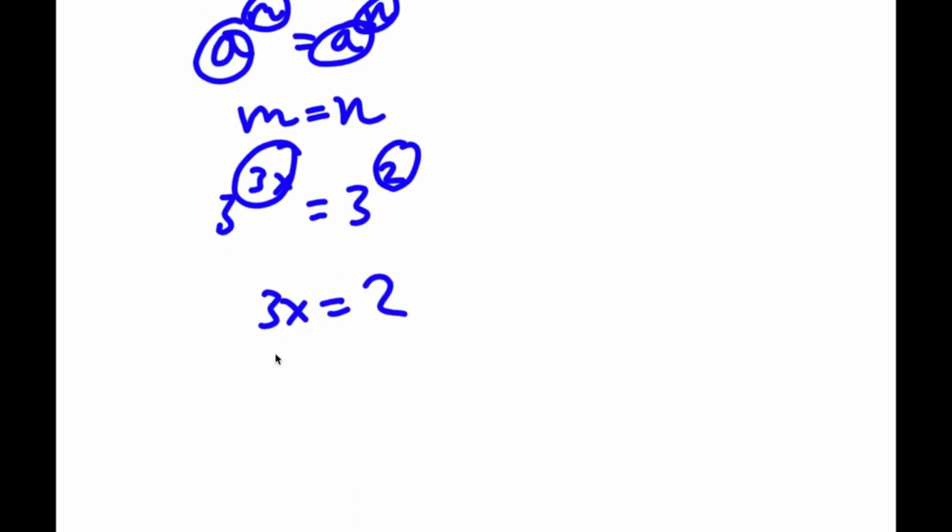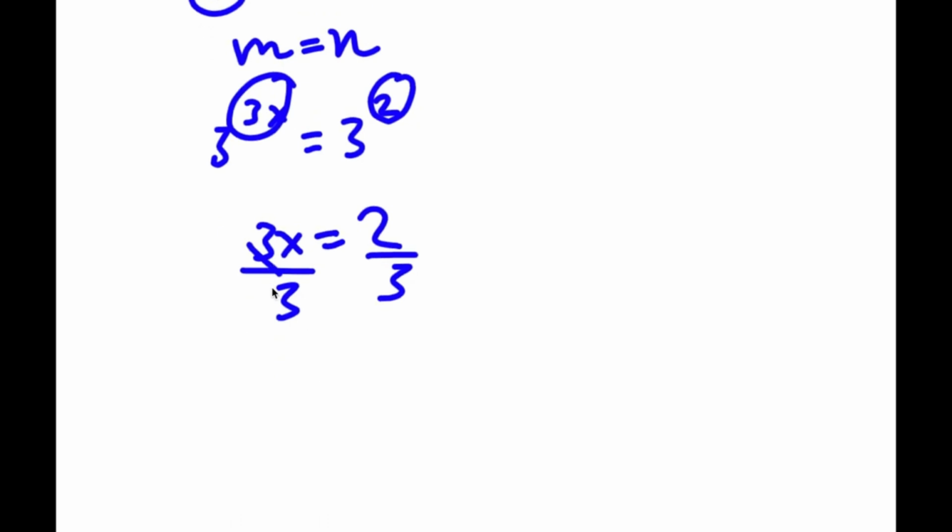So now we have a simple equation, 3x is equal to 2. So now if I divide both sides by 3, these two cancel out, and I get x is equal to 2 over 3.